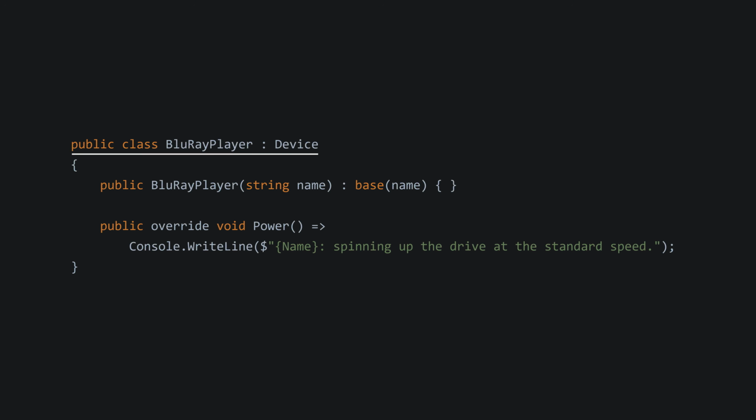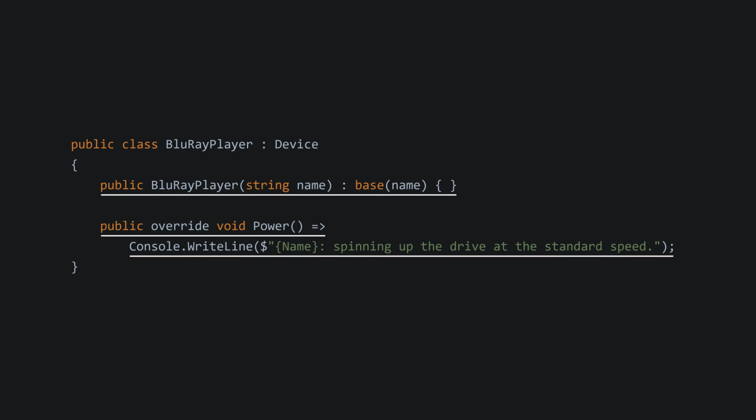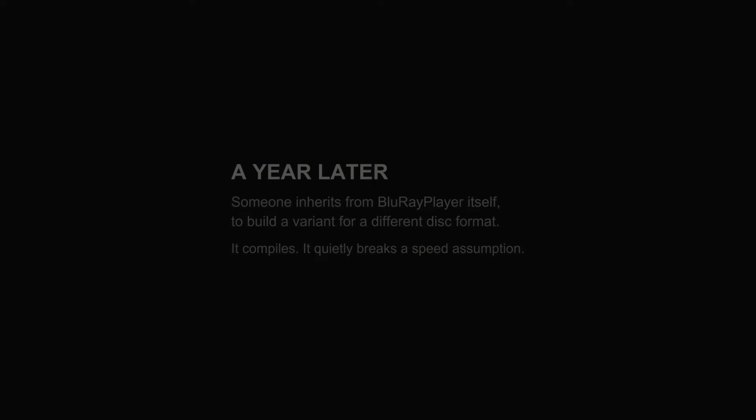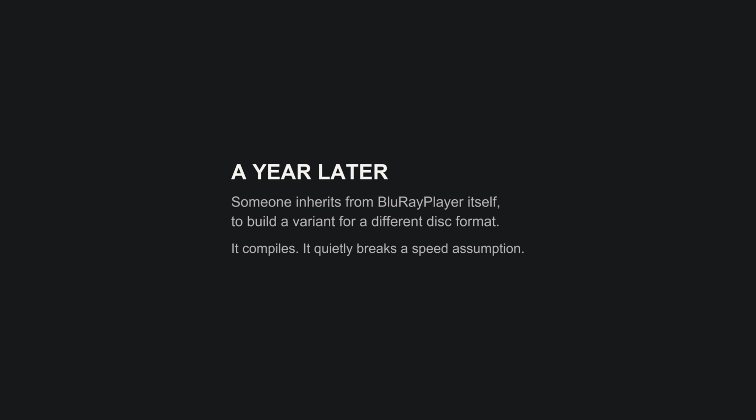Now the other side of this lesson. BluRayPlayer ships, inherits from Device the same way TV and Soundbar do, and overrides power to spin up the drive at a fixed speed the hardware always runs at. A year later, someone inherits from BluRayPlayer itself to build a variant for a different disk format, and overrides power again on top of the override. It compiles. It also quietly assumes the drive is still spinning at the speed the original BluRayPlayer guaranteed, which this new hardware does not, and nothing in the code says that assumption exists, let alone that it just broke.